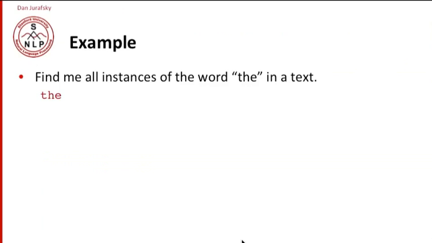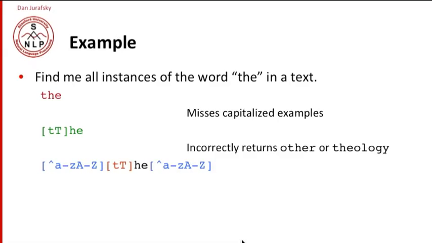So we looked for the. We noticed it missed capitalized examples, so we added some. We made our pattern more expansive. We increased the yield of our pattern, but that incorrectly returns more things. So then we make the pattern more precise by specifying more things.